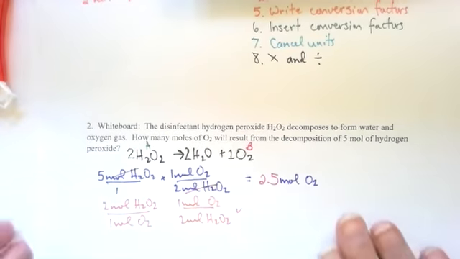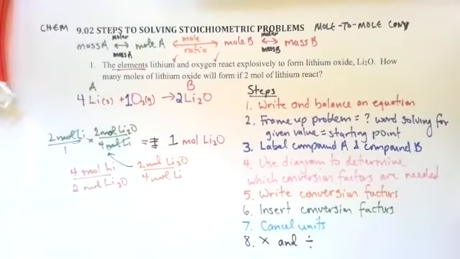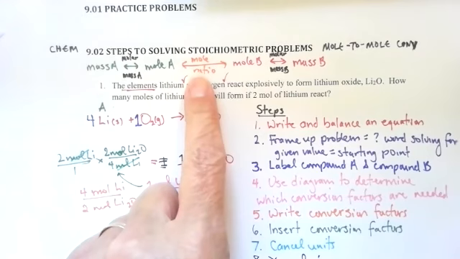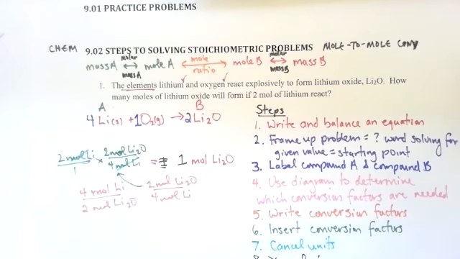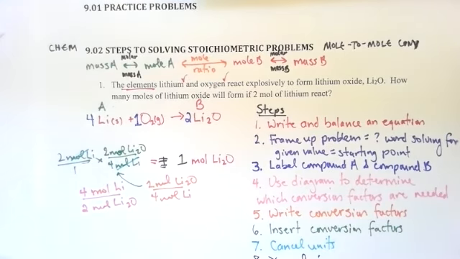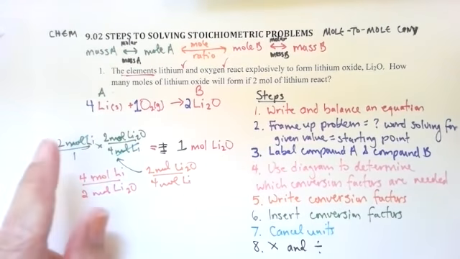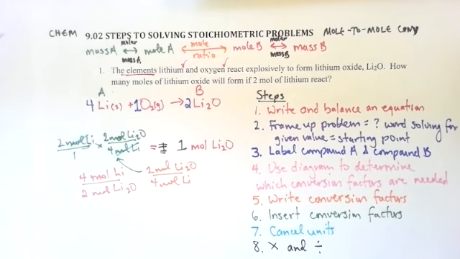Okay, so our takeaways here. We picked up the diagram that we got in the last problem. We talked about mole in the last video, and we talked about mole ratio, and we're using that now. We're using that to solve problems, and we're going to approach this systematically. So we're going to write and balance that equation, frame up the problem, just like we learned in dimensional analysis. This time, though, we're going to label compounds A and B. Use the diagram to determine which conversion factors are needed. Write those factors out, and then 6, 7, and 8, that's straight up review from doing dimensional analysis. Okay, that gets our stoichiometry party started. On to the next video.